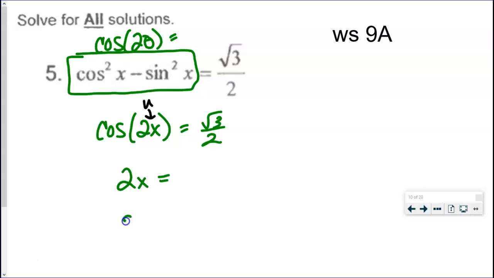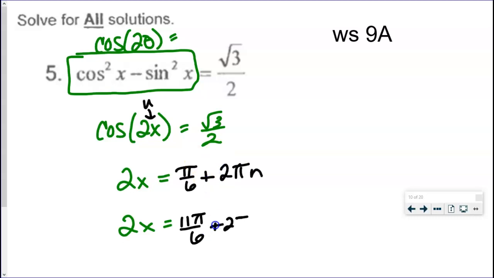And we know there's going to be 2 places where the cosine function gives you a positive square root of 3 over 2. And that would be at, let's see, that would be pi over 6 family again, right? So positive, so it's pi over 6, and then 11 pi over 6. Now it did say for all solutions, so regardless of whether it's all solutions or just between 0 and 2 pi, you still stick a plus 2 pi n right here in your work, not at the end. But then you got to come back and reduce the angle by multiplying by a 1/2.